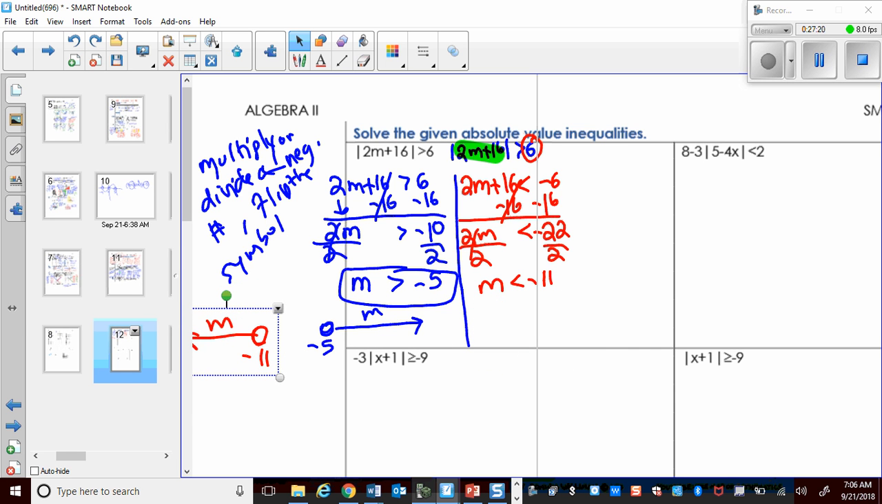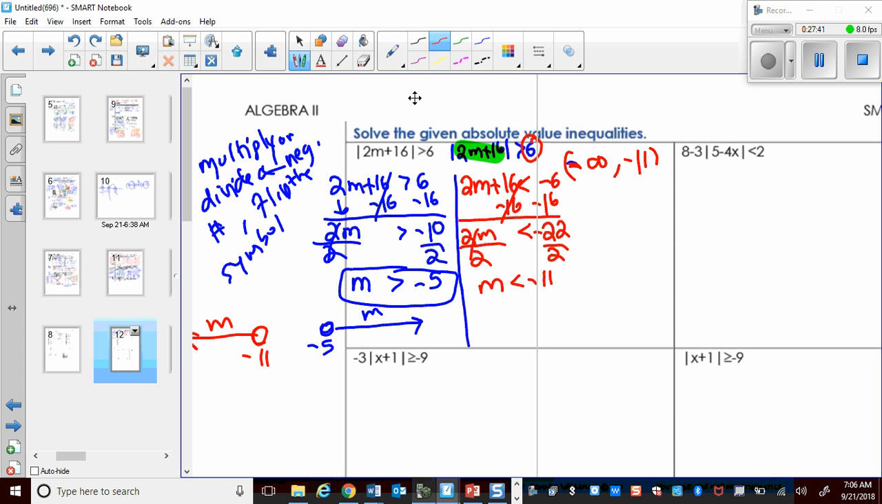There's a space in between, and now I've got some intervals going on. Let's say I wanted to do interval notation, or set notation. My solution is going to look something like this in interval notation. It's going to be -infinity. Let me do that in red. So -infinity to -11, and then there's a union, and it starts back up at -5 and goes on to infinity. That's what my solution looks like with interval notation.